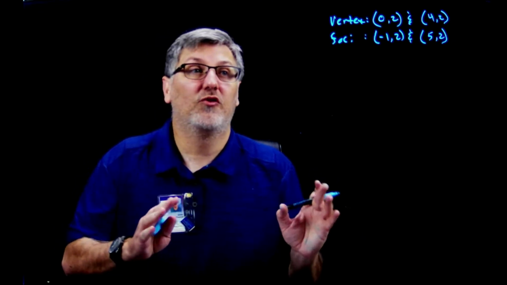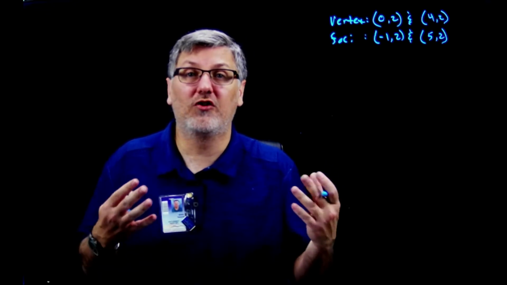All right, so now what I'm going to do is I'm going to ask you to find the general form of this hyperbola and sketch the graph. So all I do is I give you the vertex 0, 2, and 4, 2, and the foci of negative 1, 2, and 5, 2. All right, so from here, I'm just going to start sketching a graph and see what's going on and see what I actually have.